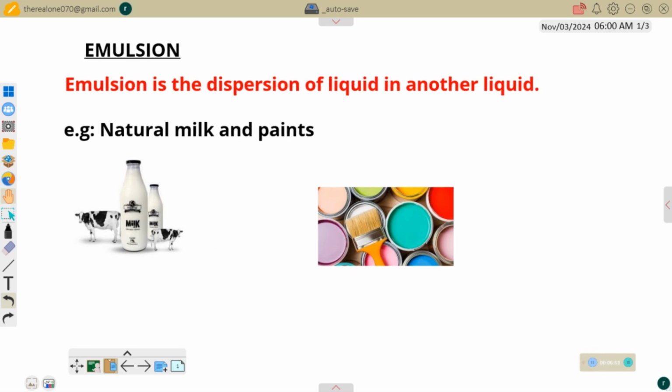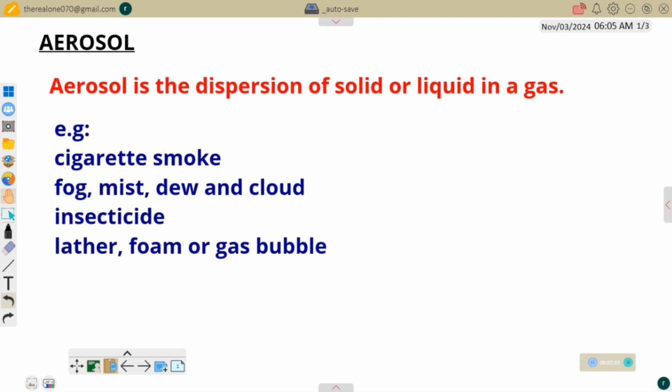Next, we talk about aerosol. Aerosol is the dispersion of solid or liquid in a gas. Examples are cigarette smoke, which is a dispersion of tobacco particles in air. Then we have fog, mist, dew, and cloud. All of these are dispersions of water vapor in air. We have insecticide, which is a dispersion of liquid particles in air. We have lather, foam, or gas bubble. These are dispersions of air in liquid.